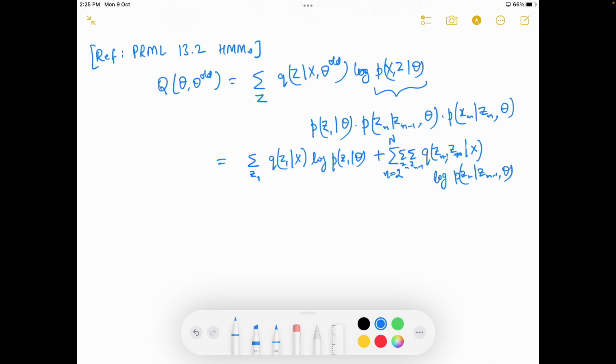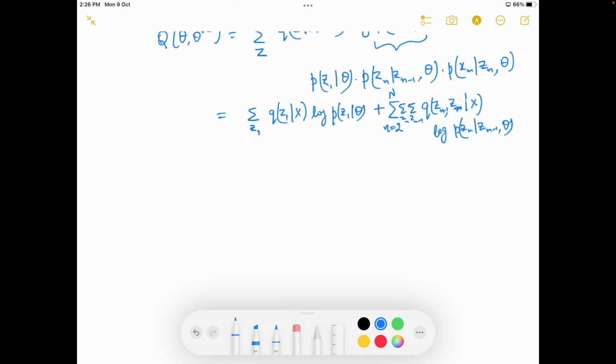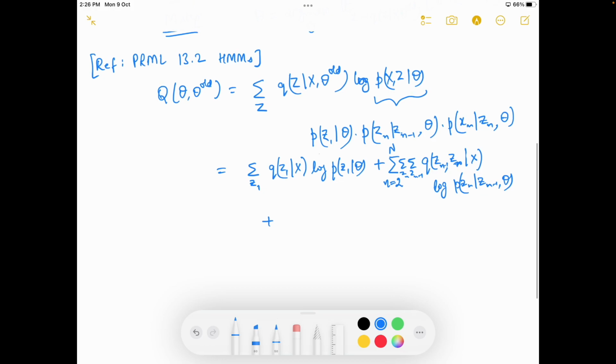Your zn will go from summer, winter, etc. Zn minus 1 will also go from summer, winter, etc. Plus, now the final term is p of xn given zn. So what will remain outside here? Q of z1 will appear? No, it will get marginalized, because inside there is no z1. Q of z2 also marginalized. What will remain finally? Only zn will remain. The nth entry will only remain.